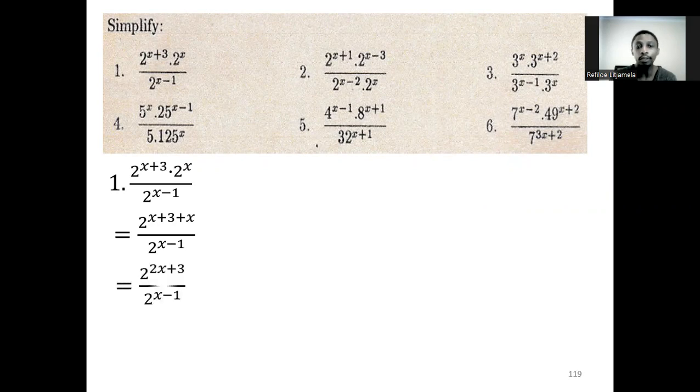Then you will take the whole of the denominator exponent and subtract it from the numerator exponent. So you will have 2 to the exponent of 2x plus 3 minus x minus 1, because that 1 is negative. When you minus it, it will turn to positive. This will give you 2 to the exponent of x plus 4.